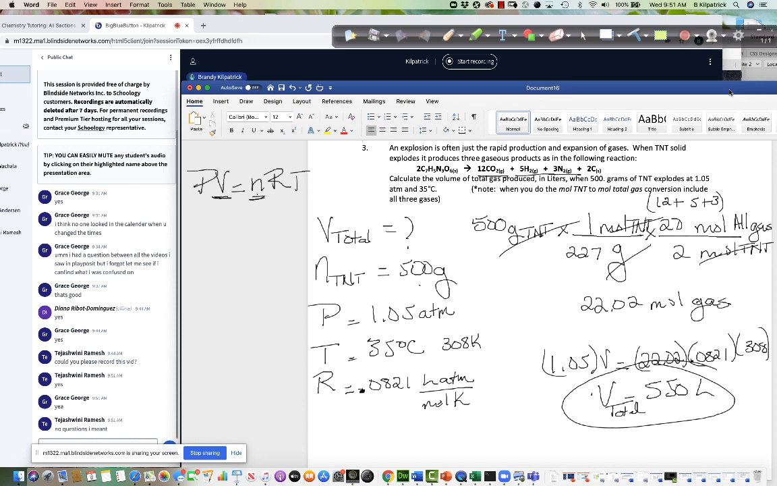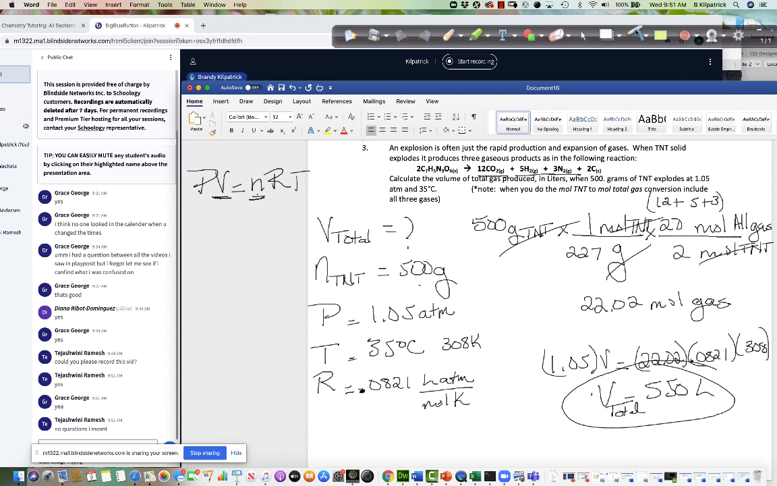Okay, cool. Just remember when you have these types of problems, if you're given a mass and you're looking for a volume, you're going to do stoich first. If you're given the volume and you're looking for the mass, you're going to do the ideal gas law first, and then use stoichiometry.